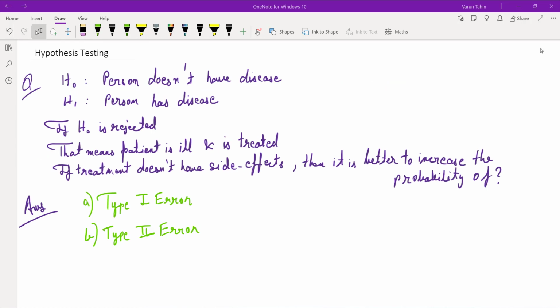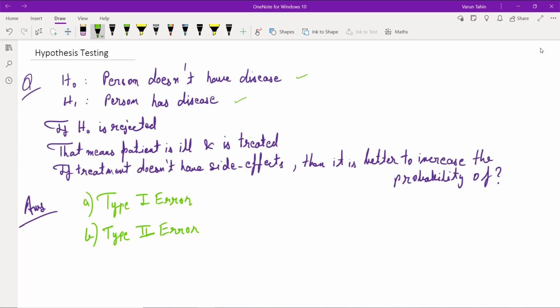Now guys, let's understand a situation and come up with a solution taking a scenario of a person who has disease or not. Okay, so here null hypothesis becomes person does not have disease, as this is the status quo, and alternate hypothesis becomes person has the disease. Okay, now if the null hypothesis is rejected, that means if the patient is ill and is treated, and if the treatment doesn't have any side effects, then can you tell me which type of error is most feasible for us? Or in other words, it is better to increase which type of errors probability? Is it type 1 or type 2?